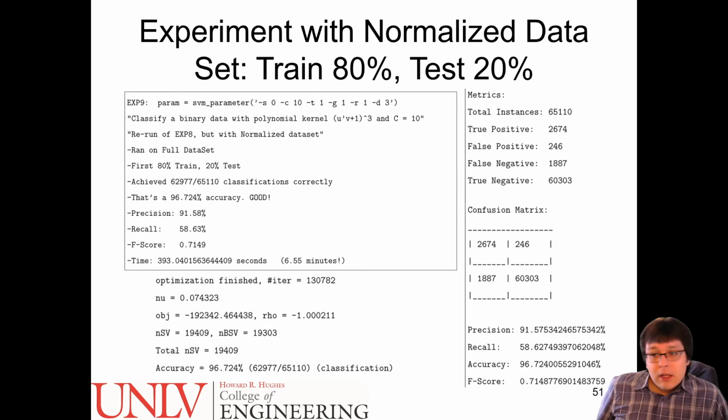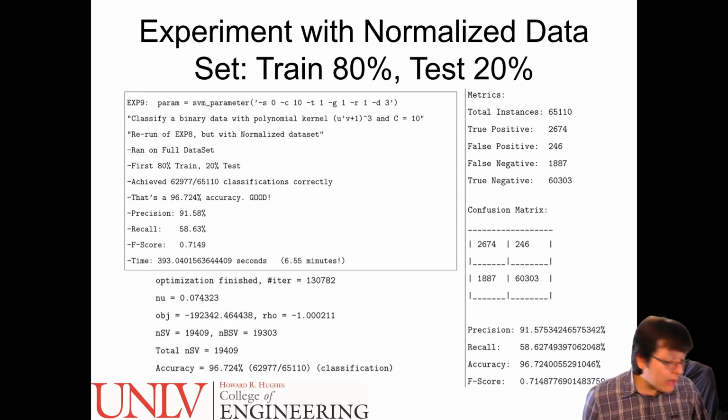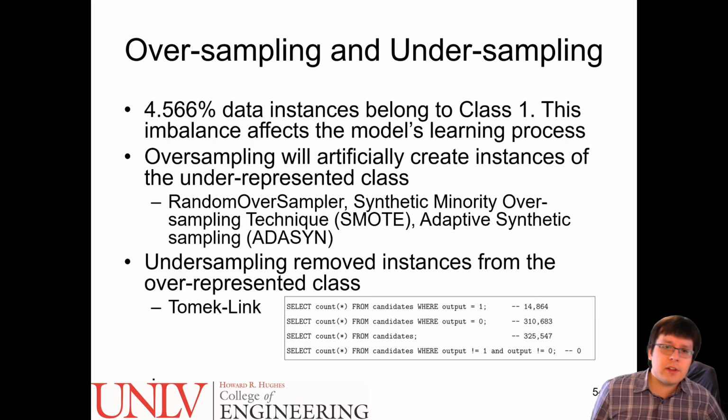So overall, normalization was a huge success, and that can be seen in our F-score that went up dramatically from 0.19 to 0.71. That's very, very good. We have now successfully corrected 58% of the errors. Finally, let's talk about over and undersampling.